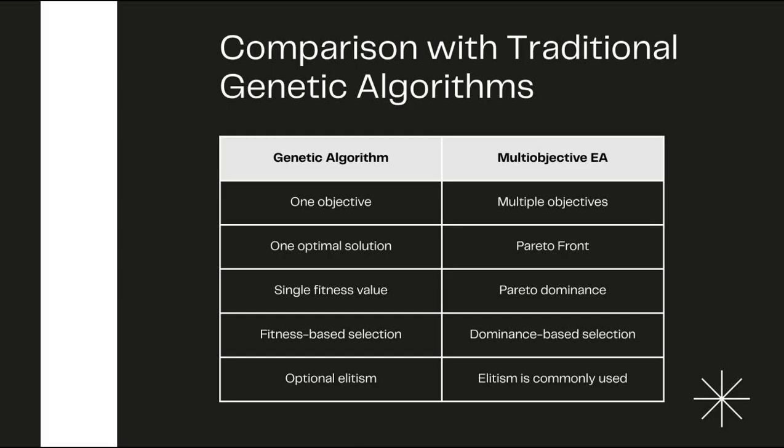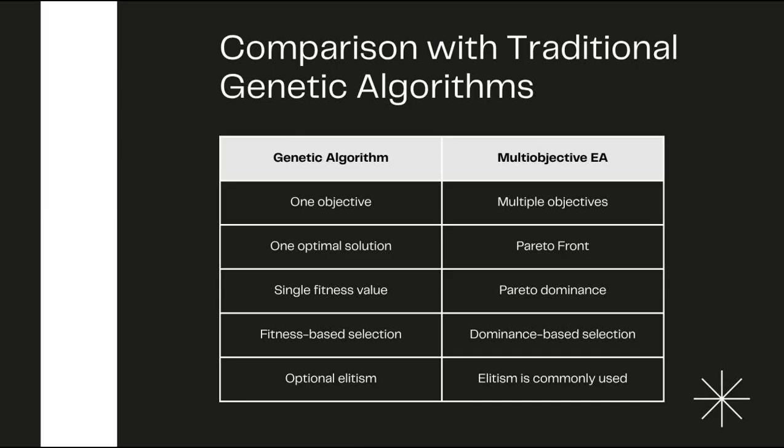Diversity is also very important in MOEAs. In a traditional genetic algorithm, diversity helps avoid premature convergence, but the final goal is still usually one best solution. In a MOEA, diversity is essential because the algorithm must provide multiple alternatives along the Pareto front. Also, elitism is commonly used to preserve high quality, non-dominated solutions.